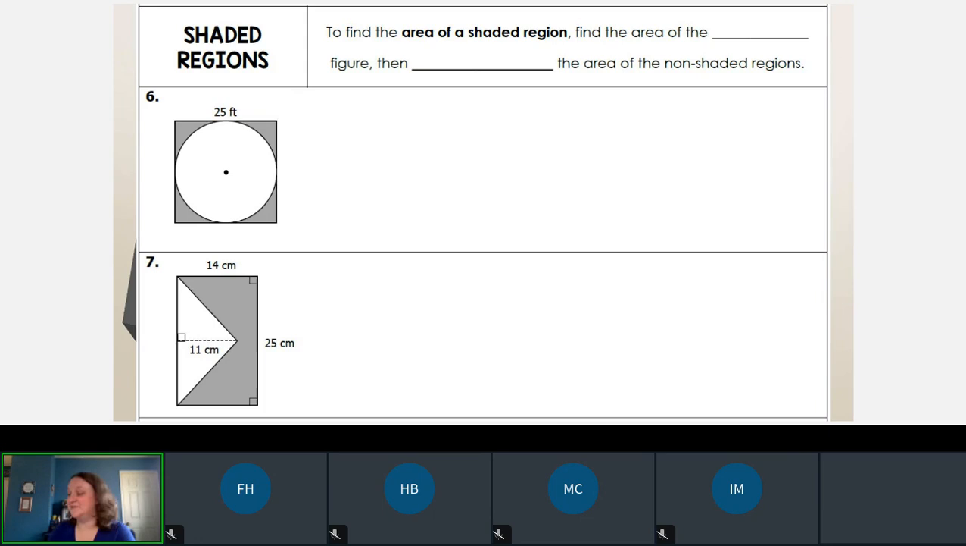So, a shaded region. To find the area of your shaded region, you're going to find the area of the entire figure, then subtract the area of the non-shaded regions.